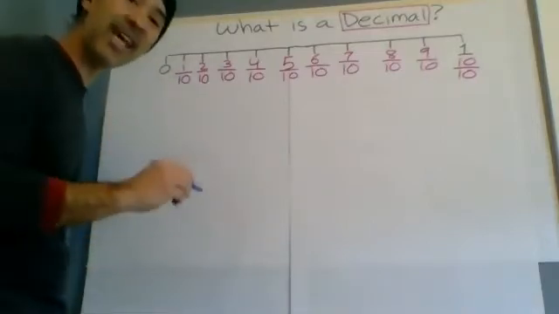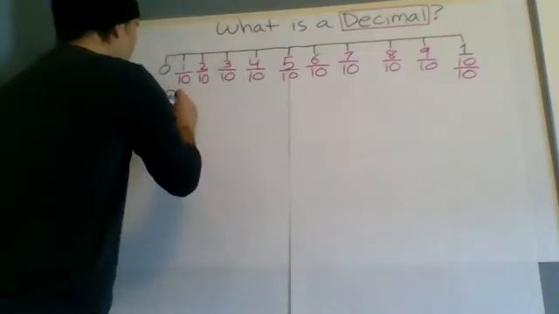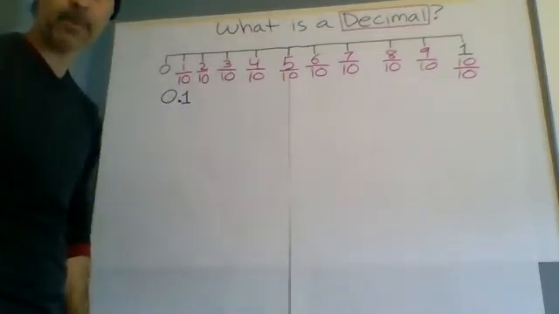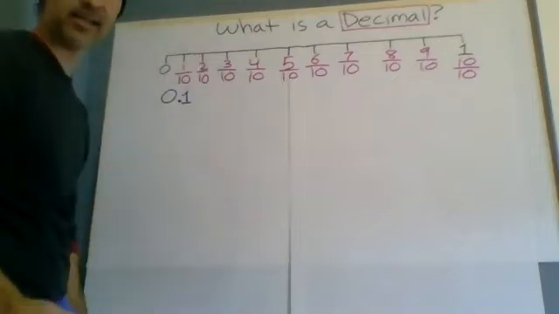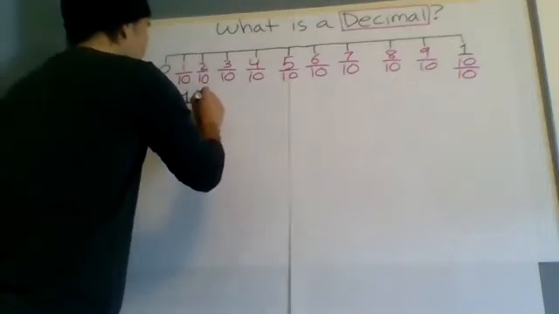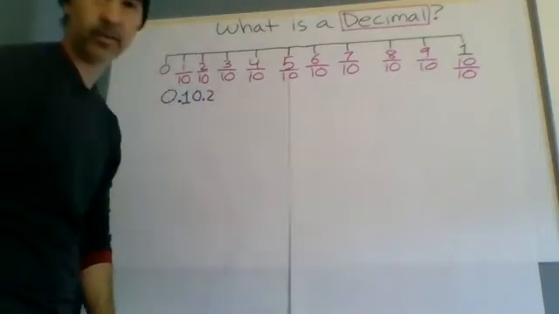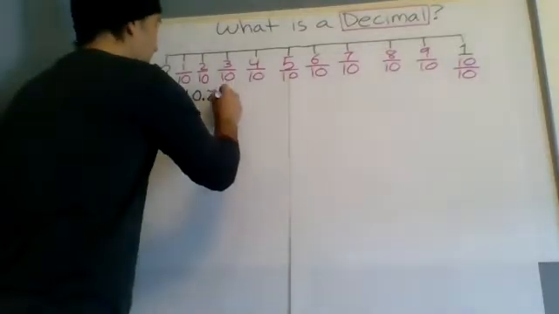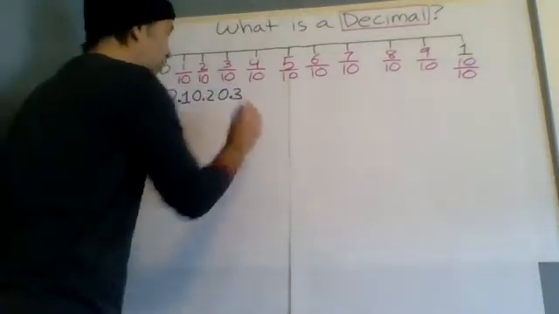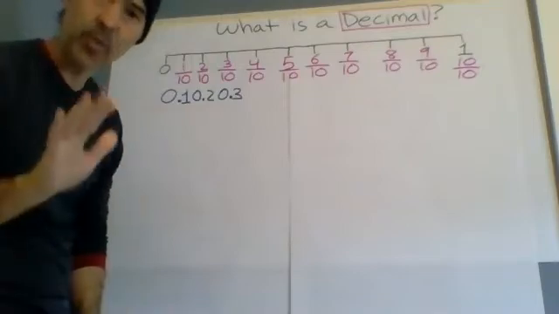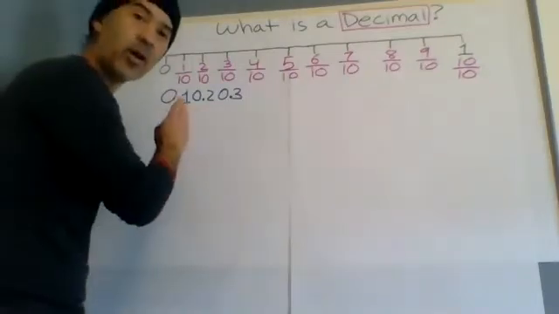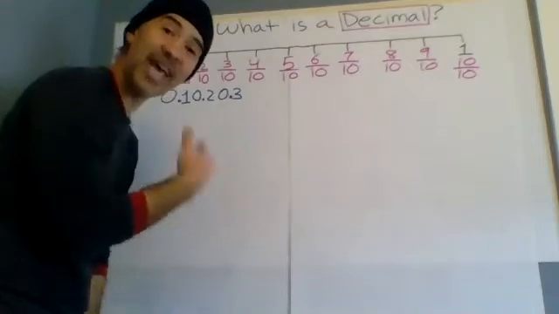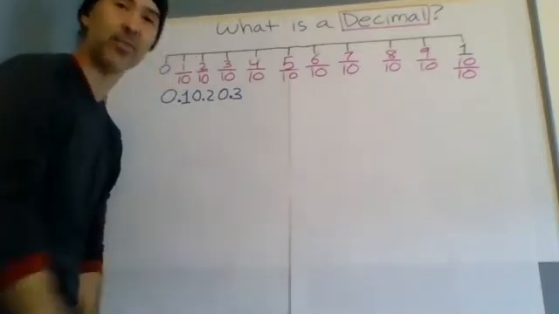1/10 is the same as 0.1. 2/10 is the same as 0.2. 3/10, 0.3. I'd like you to pause the video, and now I want you to write each fraction, each tenth fraction as a decimal.